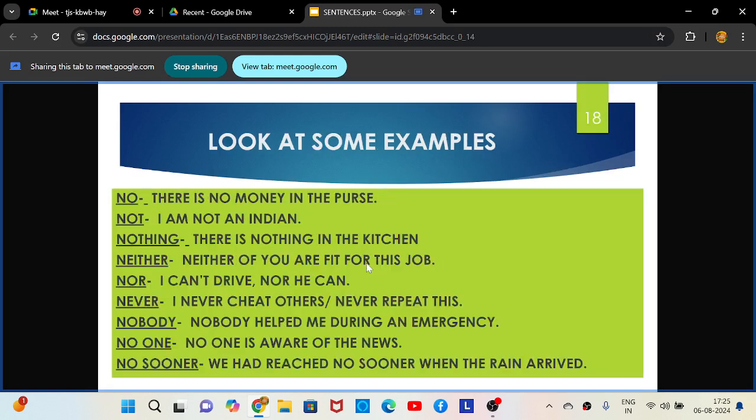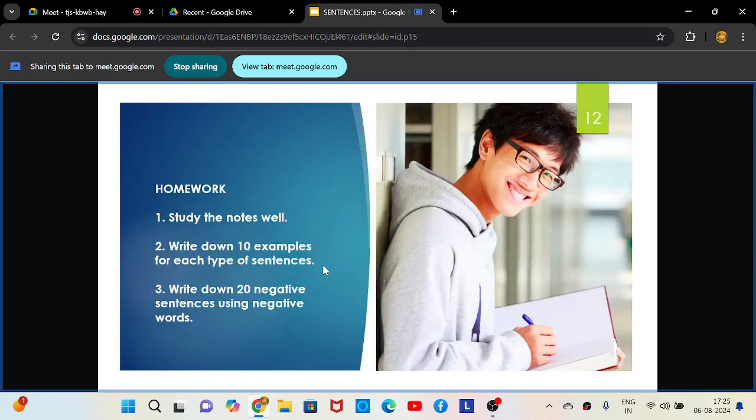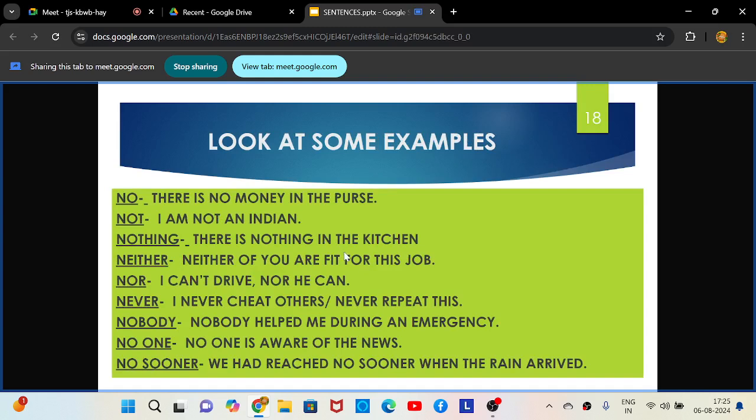So this is how negative words are used. All these sentences are negative sentences. Why? Because you are using negative words in these sentences. With this we have completed the positive and negative words and examples for them.